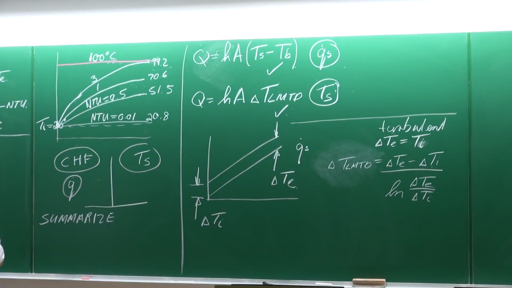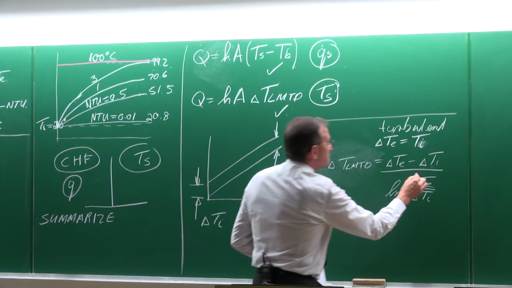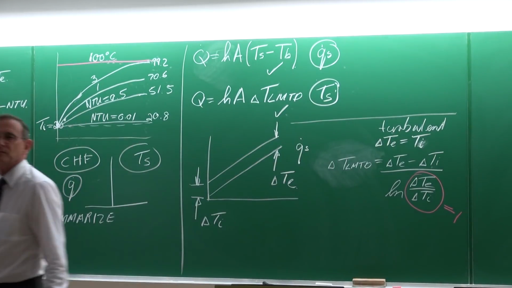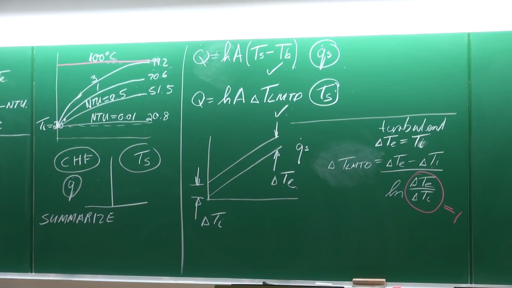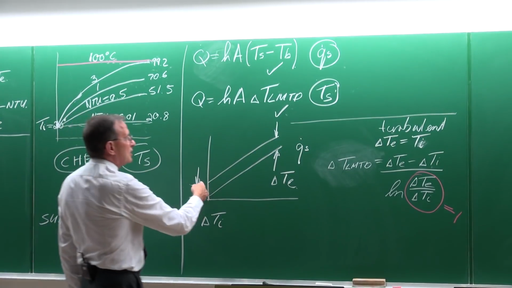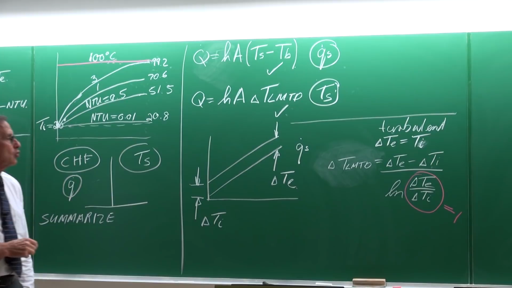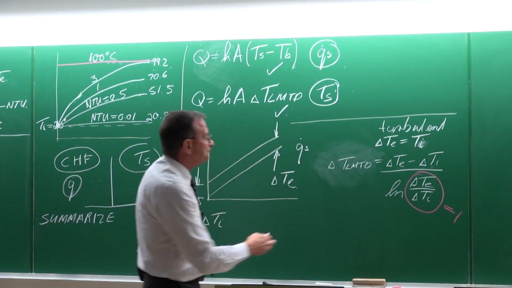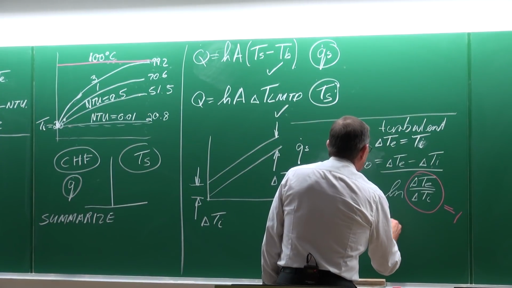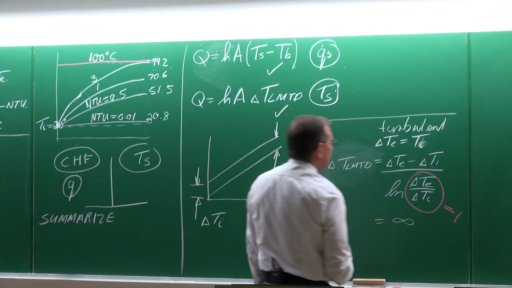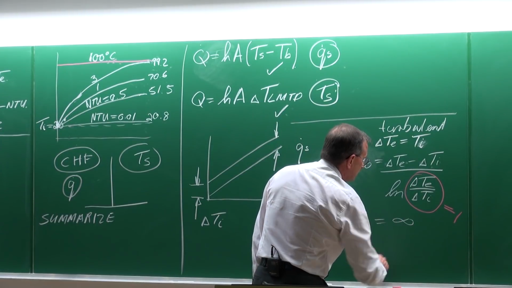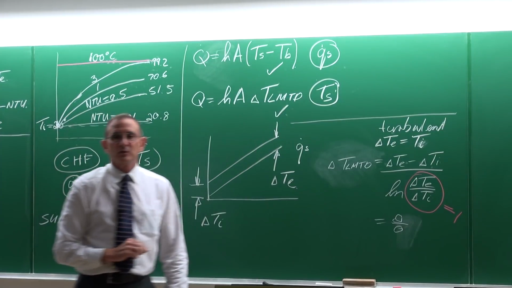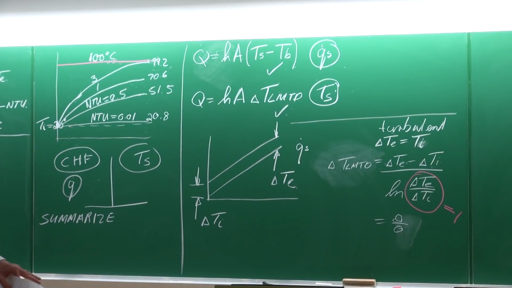What is going to happen? This term is going to be equal to 1. Okay, you see? If you've got a constant heat flux situation for turbulent flow and you use LMTD, then you're going to end up with an LMTD of infinite. That value is actually going to be 0 divided by 0. So that's what you're going to end up with there, and then you see it doesn't work in any case.